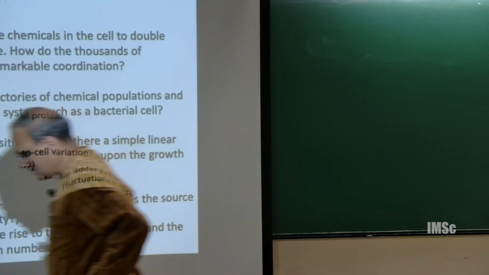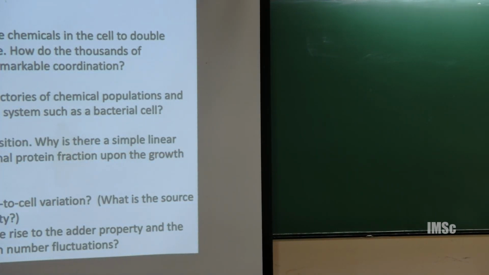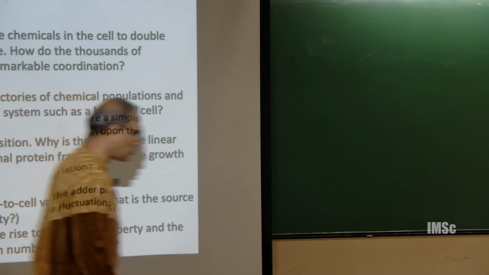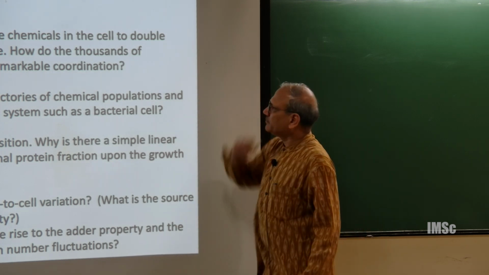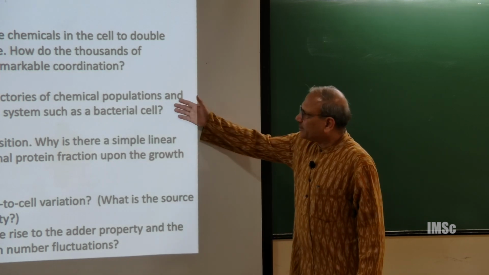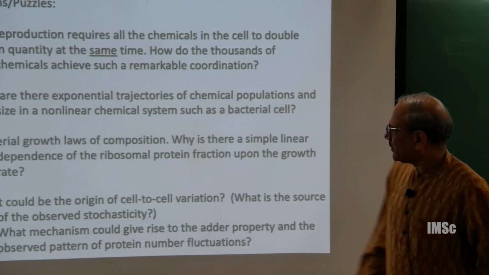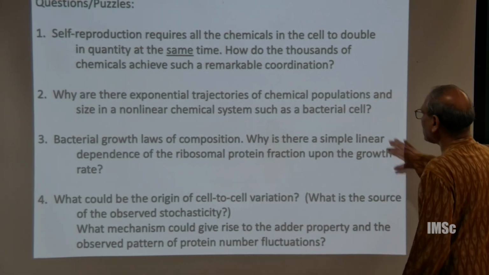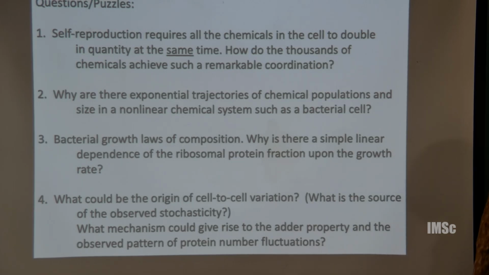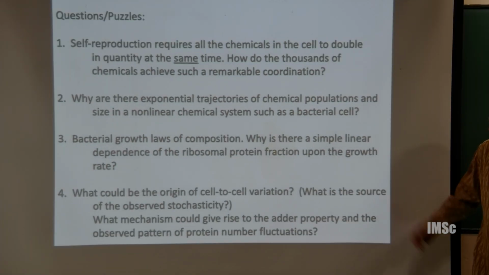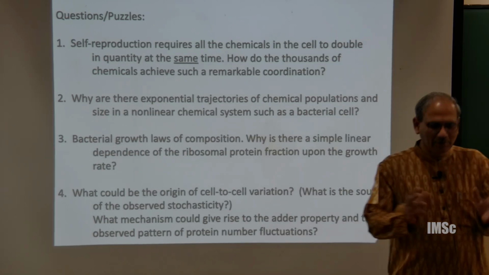In the last two lectures, I've outlined a few puzzles in the subject of bacterial physiology, which includes bacterial growth and division. And these are these four puzzles. The puzzle of balanced growth, or self-reproduction, the puzzle of exponential trajectories of chemical populations and size, the bacterial growth laws, and puzzles related to cell-to-cell variation.